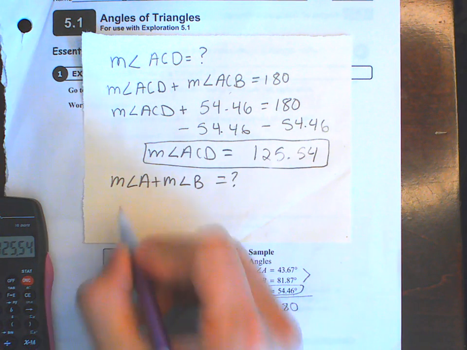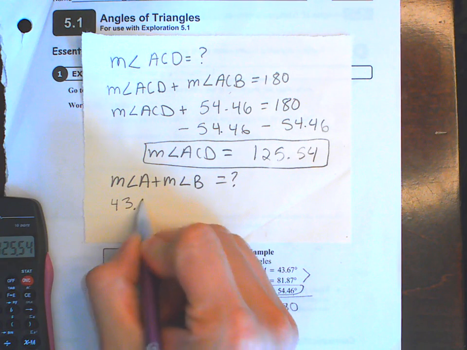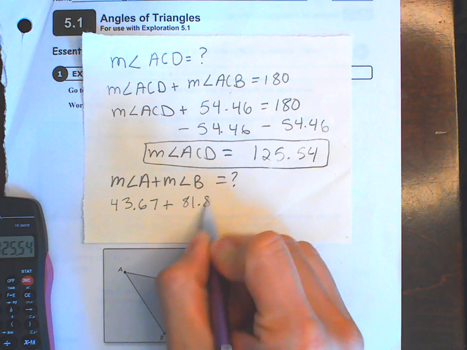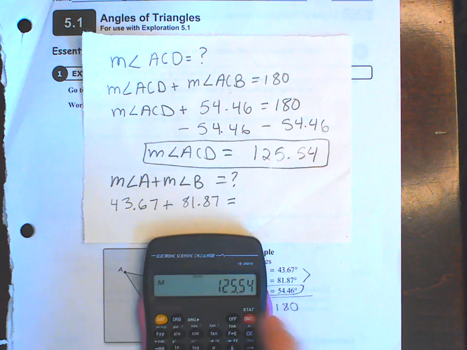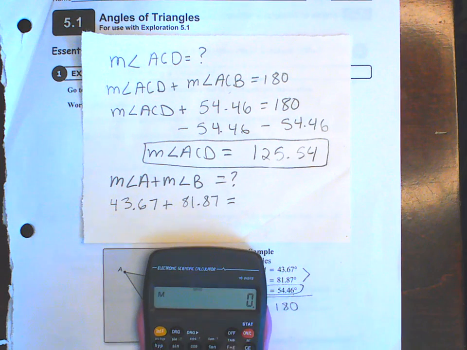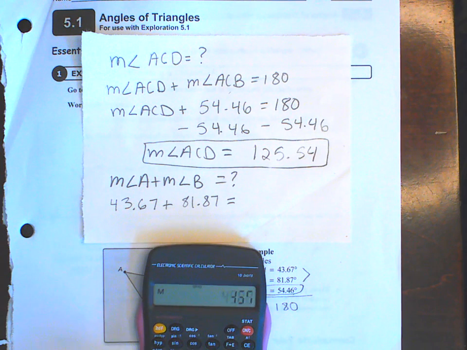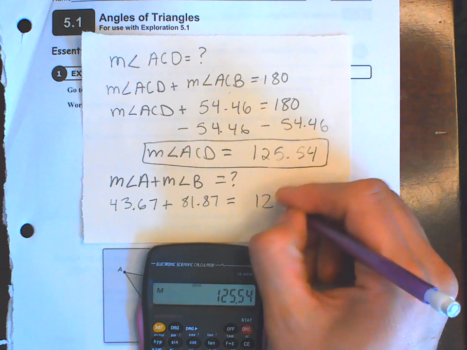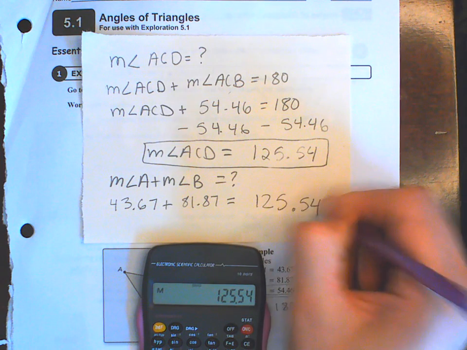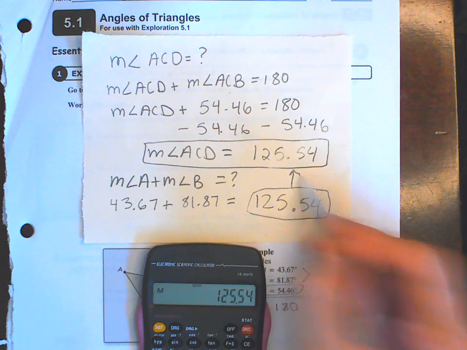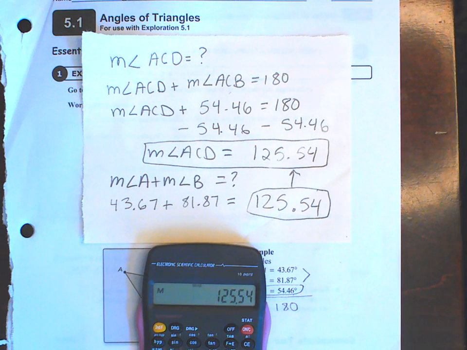So I do know what those measurements are. Those measurements are 43.67 and 81.87. So what happens if I add those two? 43.67 plus 81.87, you ready? Equals 125.54. Very interesting. Isn't that the same thing as this? It sure is.